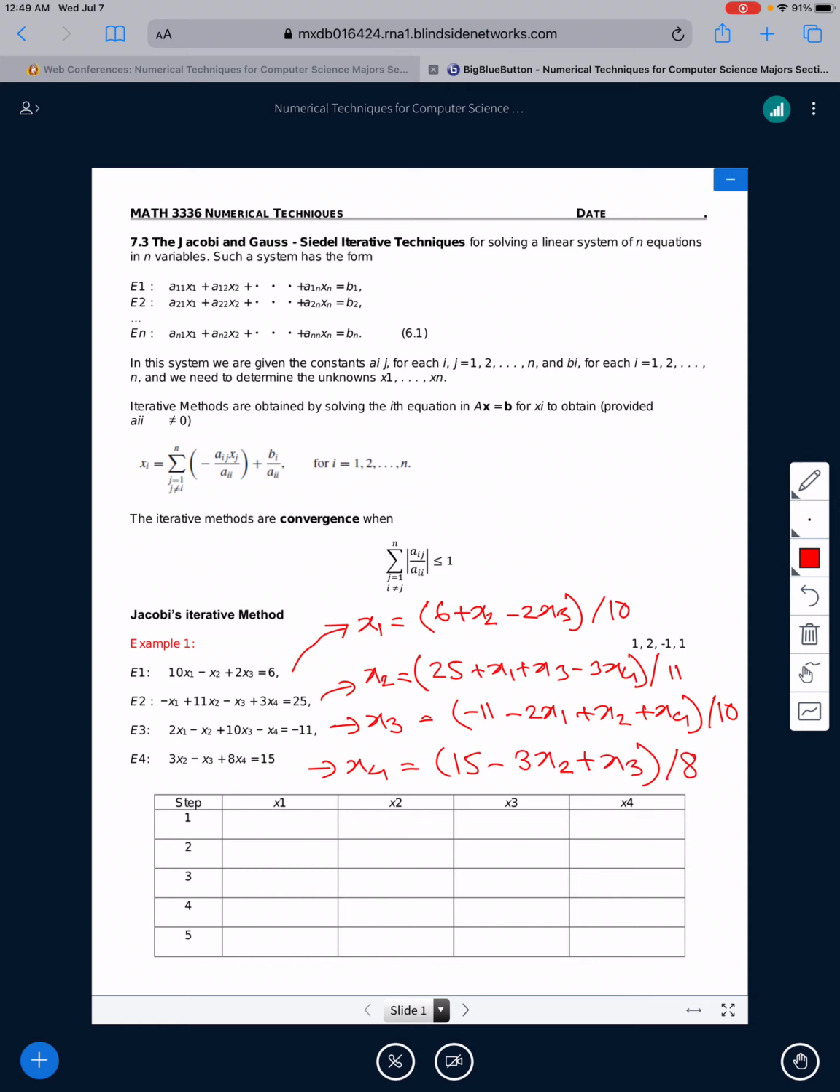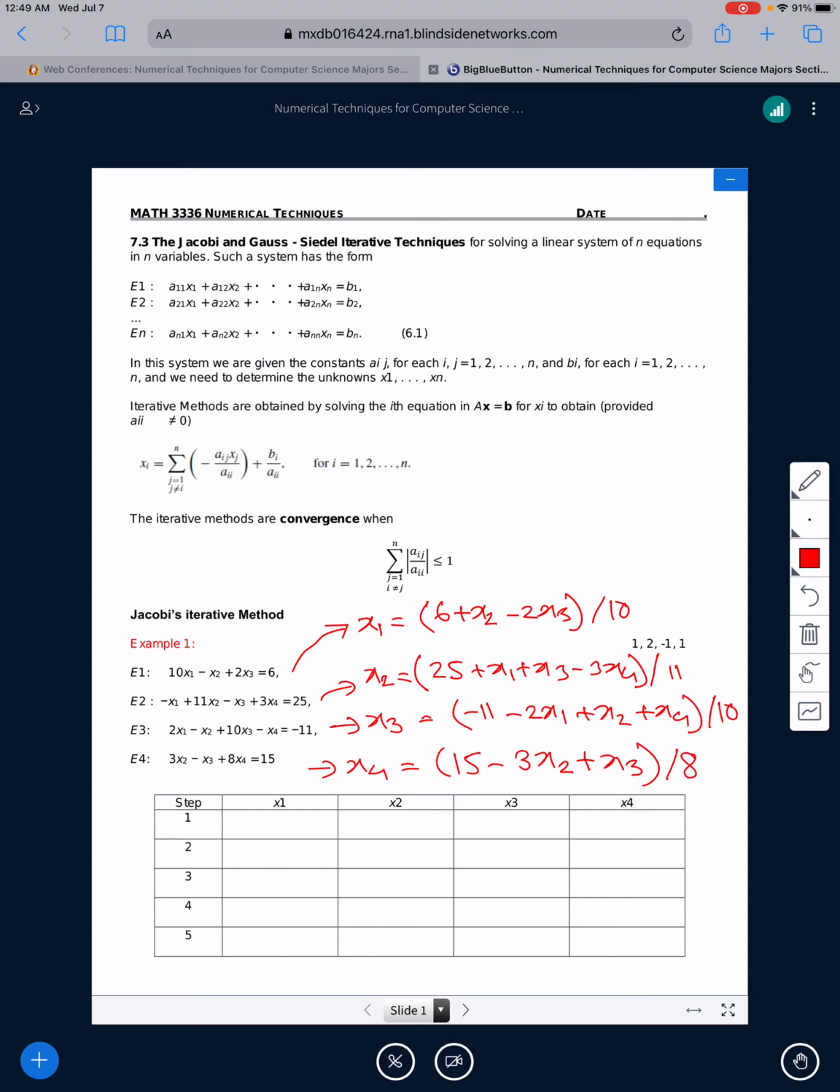So the technique is the same. The first equation is solved for x1, the second equation is solved for x2, the third equation is solved for x3, and the fourth equation is solved for x4: 15 minus 3x2 plus x3 divided by 8.